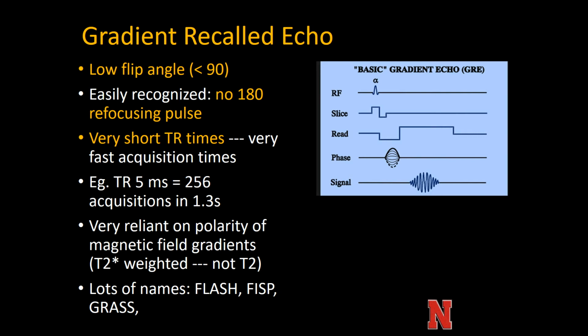GREs are different among different brands of MRI scanners, and they have lots of weird names. They don't call them GRE because that would be too easy. Siemens calls them Flash. Some vendors call them FISP, Grass, Tiger. I think one of them out there calls them Tiger. They're just all basically a GRE sequence.